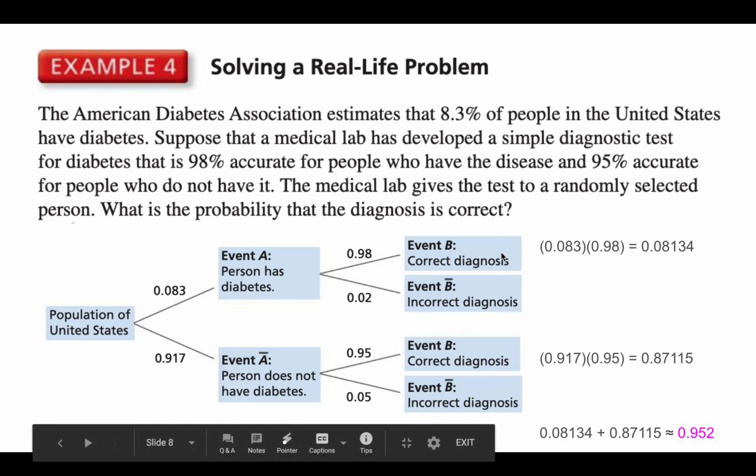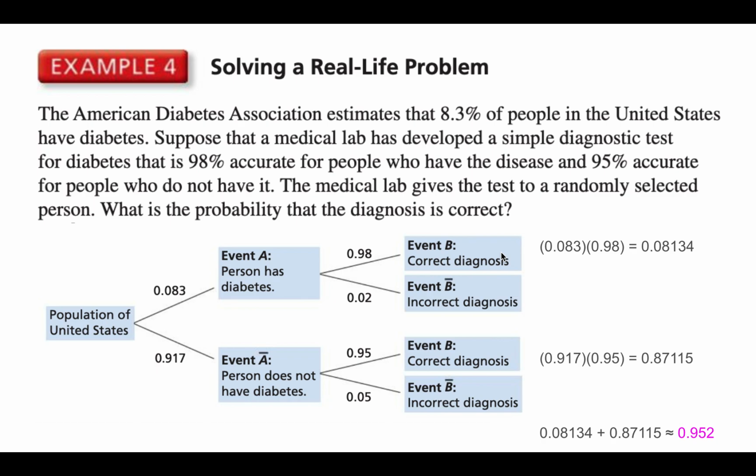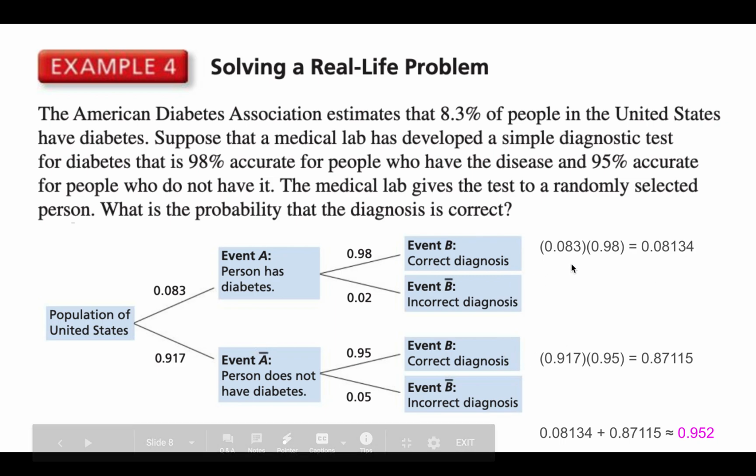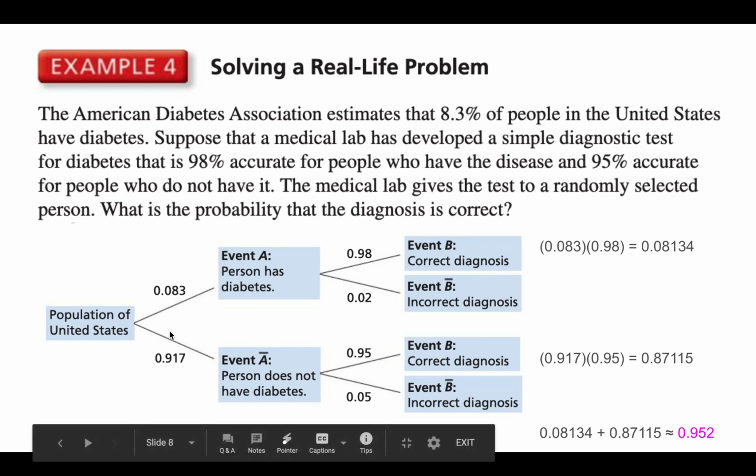So what's the probability that a person has diabetes and gets a correct diagnosis? We multiply this probability times this probability to get this. That's one way we could get a correct test result. What's the other way? Well, it's that they don't have diabetes, and the test also correctly says they don't have it. So I multiply these two probabilities, this one and this one.